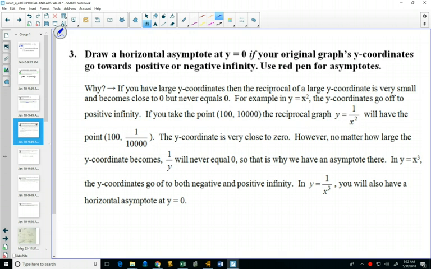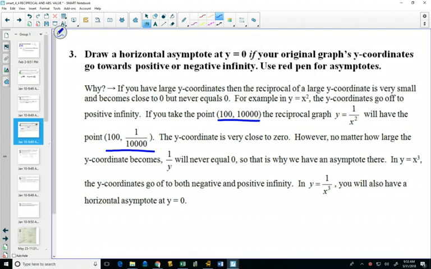And we're going to have horizontal asymptotes if your original graph either goes up forever or down forever. In other words, the y values either get to be very big positive numbers or very big negative numbers. If we think about it, if we take a value with a very big y value, and then you do the reciprocal, what happens to that very big value? It comes very, very close to 0. And the bigger your y value gets, the closer to 0 it will get.